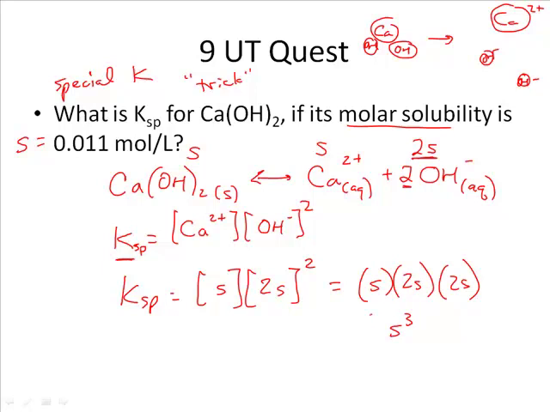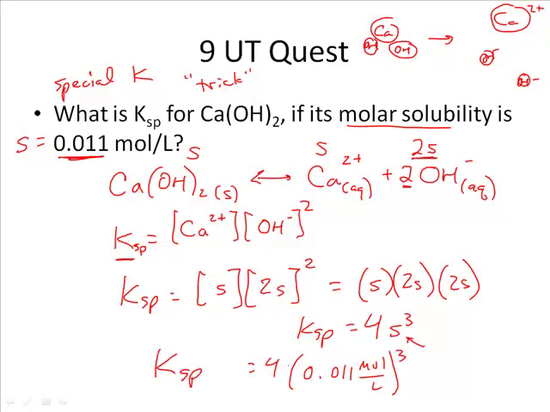2 times 2 equals 4. That equals our KSP. And now our S is this variable. We plug that in here for the S. So it's 4 times 0.011 moles per liter cubed. And that equals our KSP.